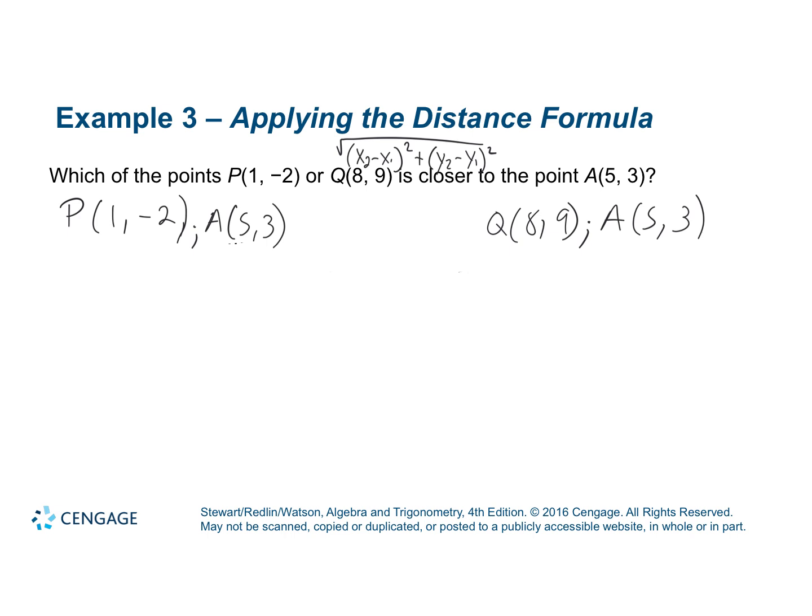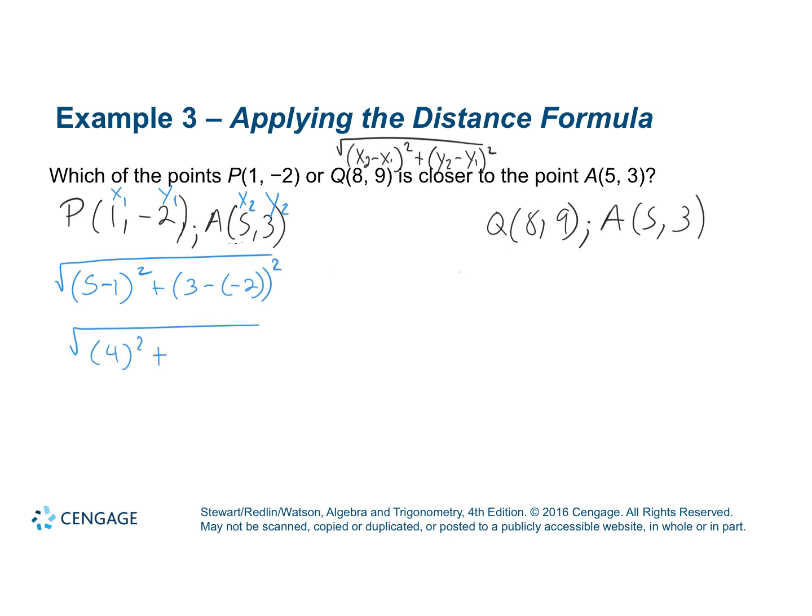So for this one, I'm just going to mark them so we can follow along. This is going to be x2, this is going to be x1, this is going to be y2, this is going to be y1. So when I plug it in here, we're going to have 5 minus 1 squared plus 3 minus negative 2 squared. So I'm going to get 4 squared plus 5 squared. It's going to give me 16 plus 25, and that's going to simplify to 41. So the distance between P and A is root 41.